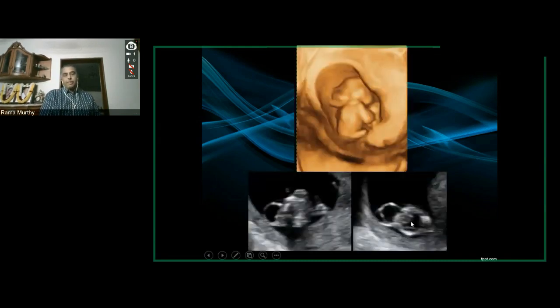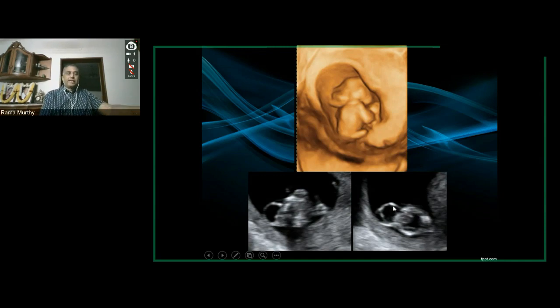Now here is an example of the fetal cranium and a thin walled structure which is at the occipital aspect of this particular cranium, right? There is no brain tissue seen there. That is the 3D showing you the cranial meningocele. So a classical example of a cranial meningocele.